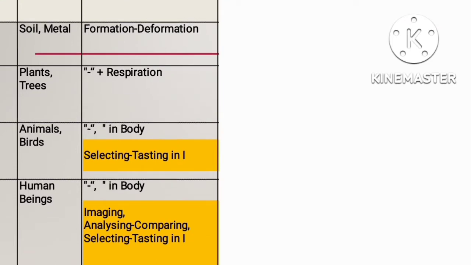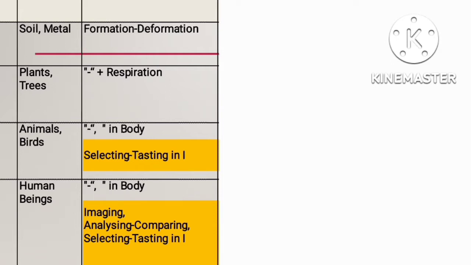When it comes to animals or human beings, they have different sections, like body and self. There is some activity in the body and some activity in the self. Bodily activity is formation, deformation and respiration. And activity related to self is selecting and tasting. If an animal like a tiger is hungry, it searches for food and it gets it. So selecting and tasting is there in all the animals, birds, fishes, etc.